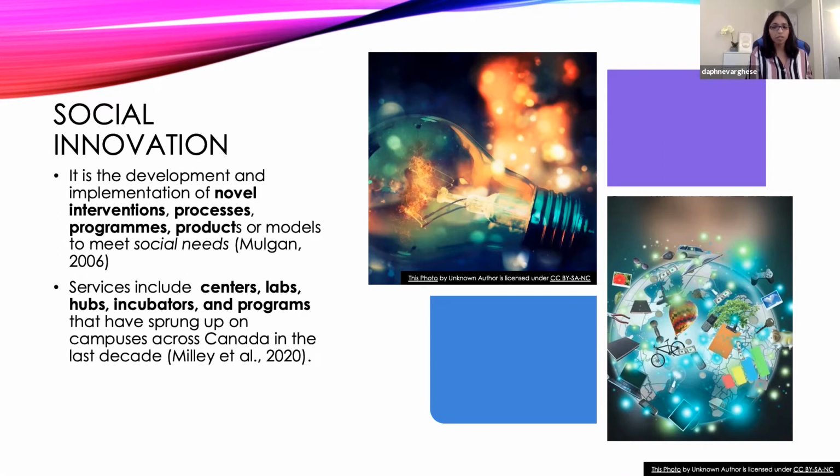Now you may wonder, what are some social needs of a society? This can range from anything, but certain examples include health awareness, poverty reduction, or job employment opportunities for those who are new to a country. Services of SI can include centers, labs, hubs, incubators, and programs. Significantly, these have become very common outlets of SI on campuses across Canada within the last 10 years.